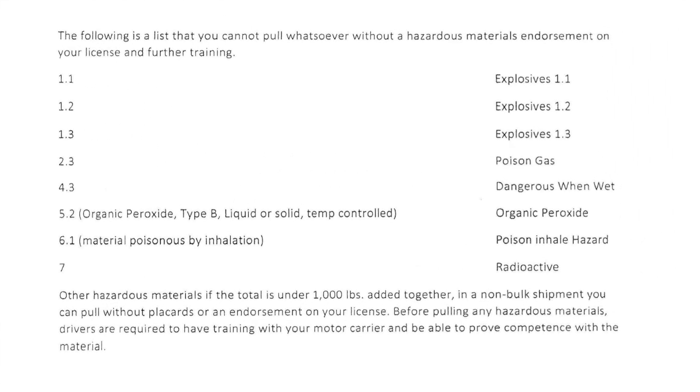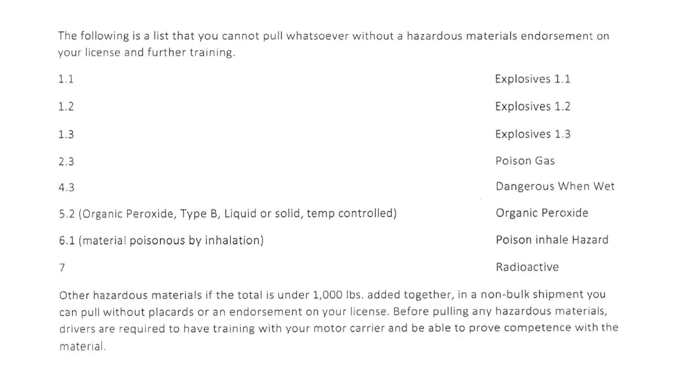UN 2793, ferrous metal borings 4.2. We know 4.2 is the hazmat class, the first number after the name. So let's now look at our sheet, where you will see a list of numbers in the middle of the page. The first one is 1.1, below that 1.2. Any hazmat class that matches this chart must always be placarded and you cannot legally haul it.